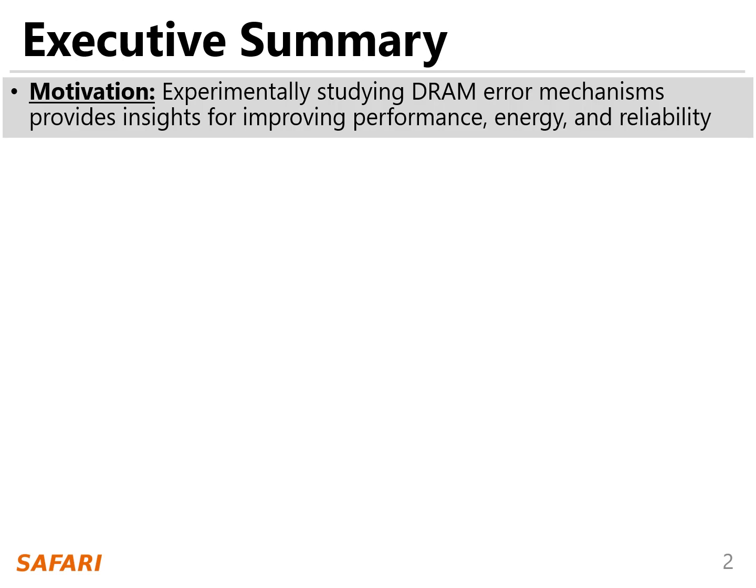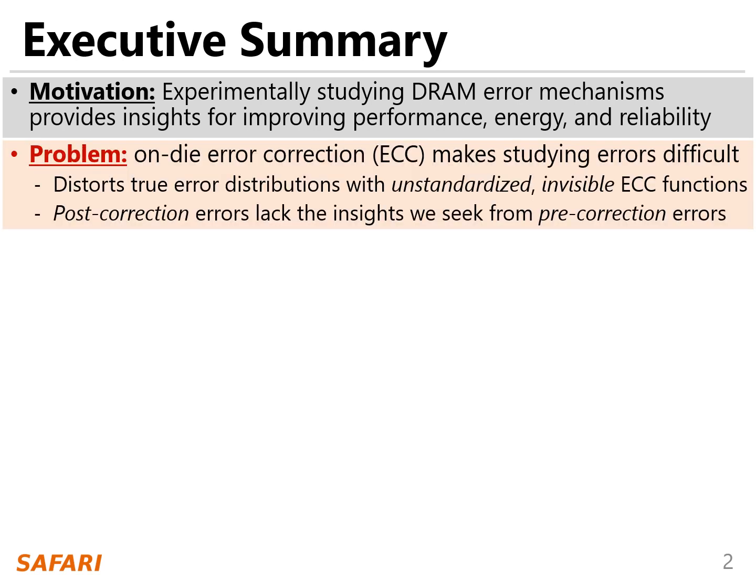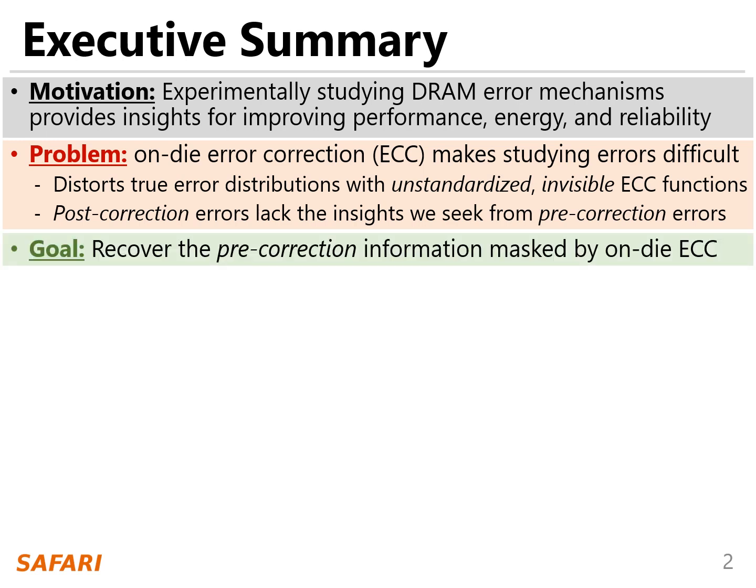Our motivation for doing this work is that experimentally studying DRAM error mechanisms provides insights for improving performance, energy, and reliability. Unfortunately, on-die error correction, or on-die ECC, makes studying errors very difficult, and this is because it distorts the true error distributions that we want to study using unstandardized, invisible ECC functions. And this means that the post-correction errors that we observe lack the insights that we seek from the pre-correction errors. Therefore, our goal in this work is to recover the pre-correction information that's masked by on-die ECC.